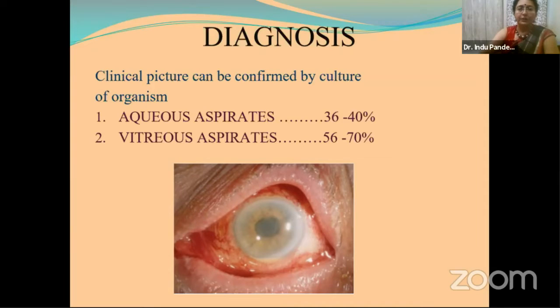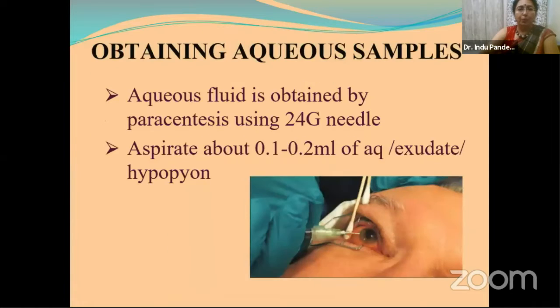However, in only 36 to 40% cases from aqueous and 56 to 70% from the vitreous, you get a positive result. There have been reported cases wherein the aqueous aspirates were positive, whereas those from the vitreous were negative. Hence, you need to take samples from both the sides. Now, 0.1 to 0.2 ml of aqueous hypopyon or the exudate is withdrawn using a 24 gauge needle.